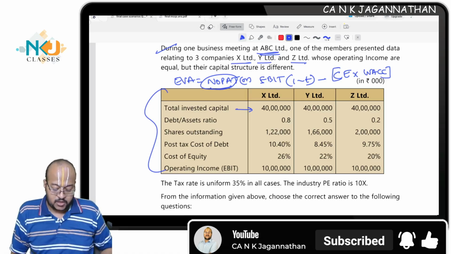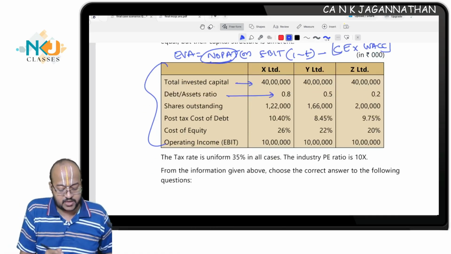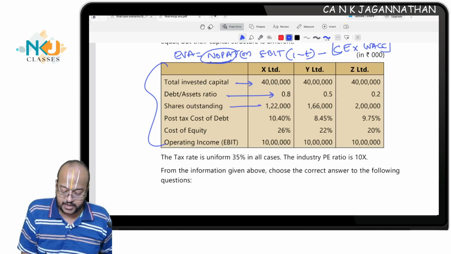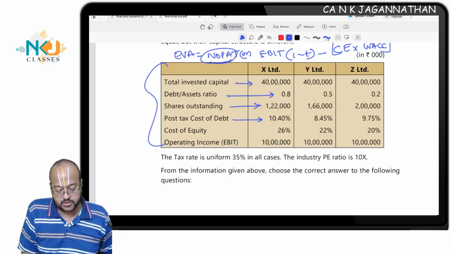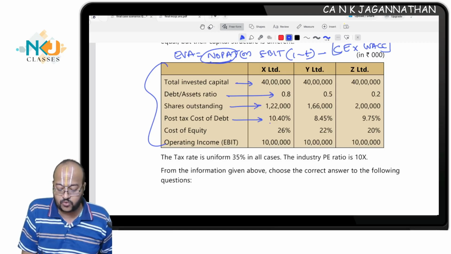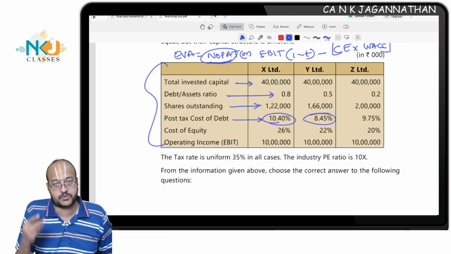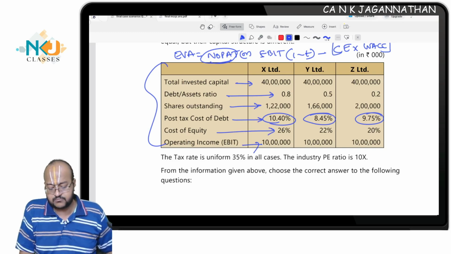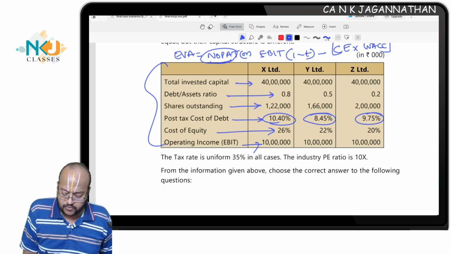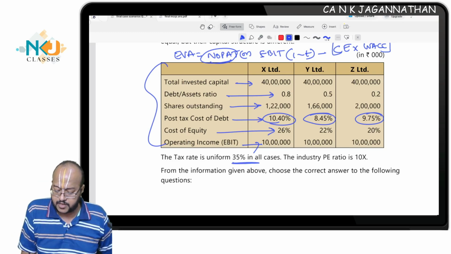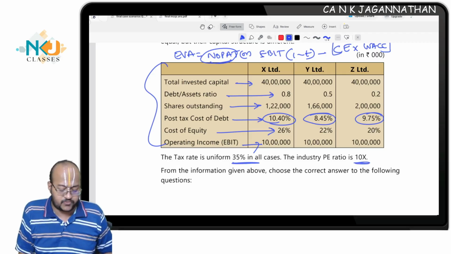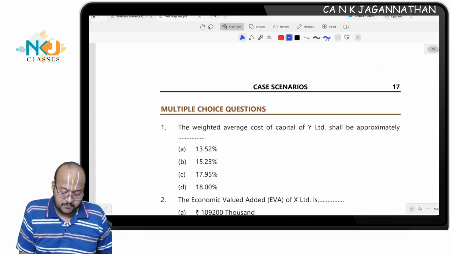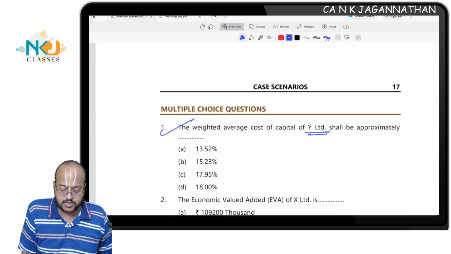See, now debt assets ratio is given, not debt equity ratio, debt assets ratio. Shares outstanding given, post tax cost of debt given. For computing WACC, you don't need to convert to post tax, because already post tax, directly you can consider. Then cost of equity given, operating income EBIT is given. The tax rate is uniform, 35% in all cases. The industry PE ratio is 10x. From the following information given above, choose the correct answer. The weighted average cost of capital of Y limited shall be approximately.